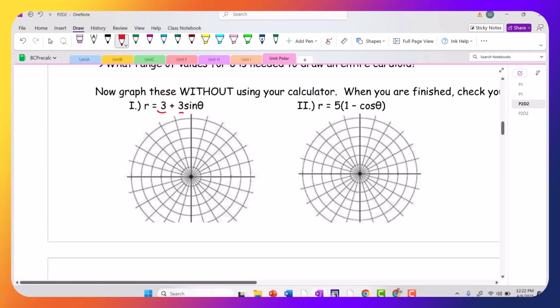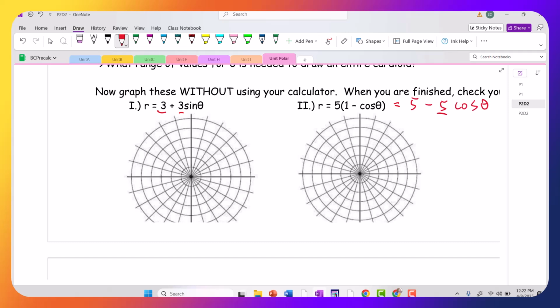These are equal, so I have a cardioid that's locked in. That's memorization. This one is just written weird. This is 5 minus 5 cosine. These are equal, so this is a cardioid. I could do 0, pi over 2, pi, 3 pi over 2 to prove it's right, left, up, or down. We should already know that.